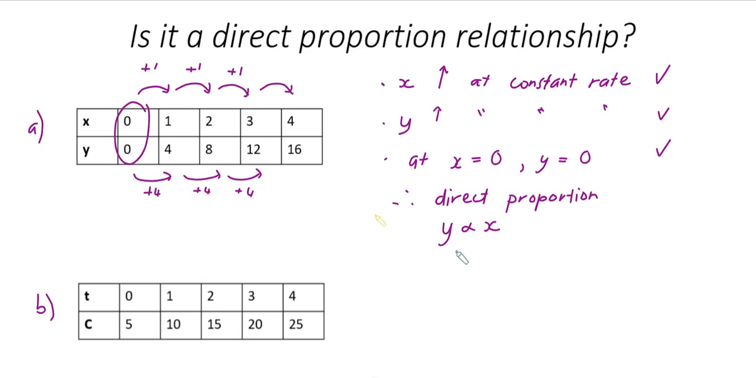And now for this one, we just check the same thing. We've got these three little conditions for direct proportion. We've just got to check them every time, whether it's a graph or a table.